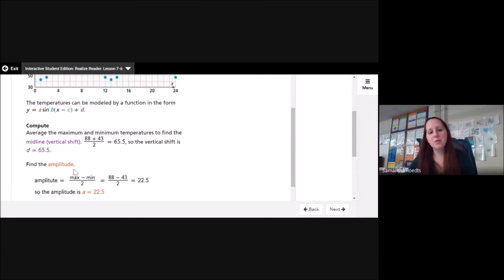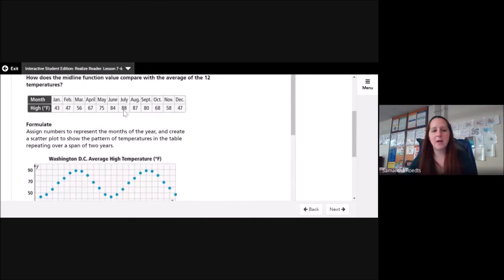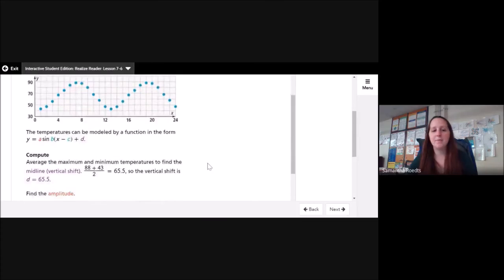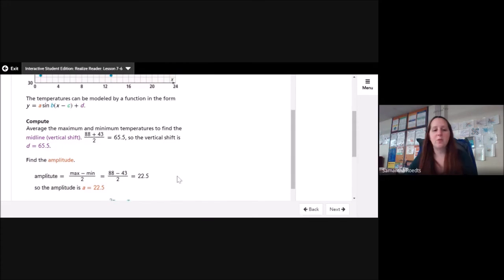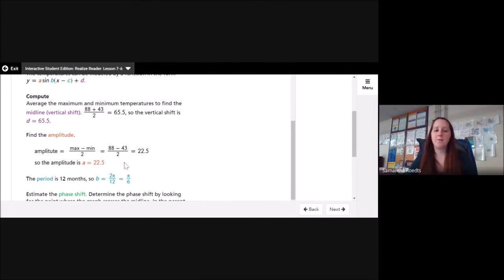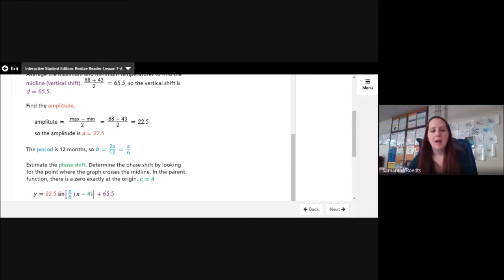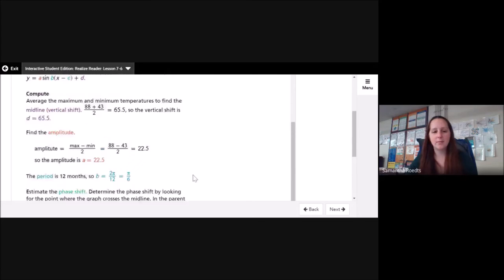Then I find the amplitude. My amplitude is my max minus my min, divided by 2. In this case, my maximum value is 88, my minimum value is 43, so the difference divided by 2 gives me 22.5. So my amplitude is 22.5. The period is 12 months, so b equals 2 pi over 12, which is pi over 6. And I can estimate the phase shift by looking for the point where the graph crosses the midline. In the parent function, there is a 0 exactly at the origin. C is approximately 4.